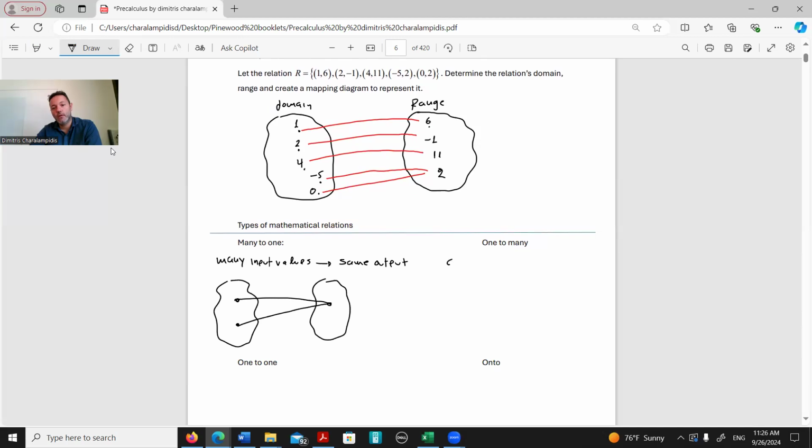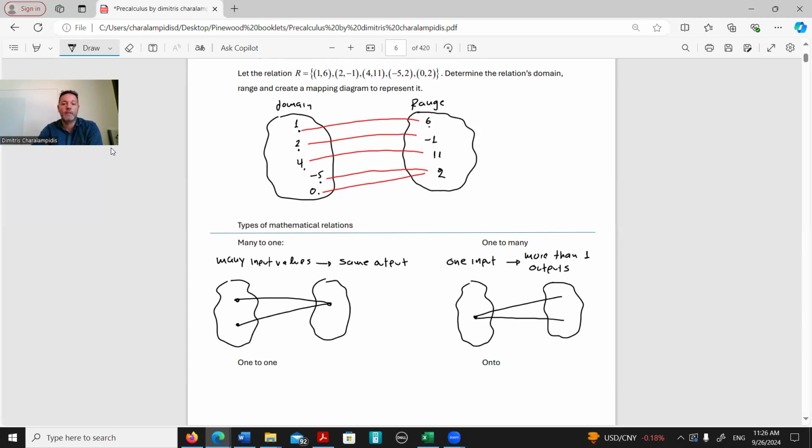One to many. One input is connected to more than one outputs. It could be just in 2, it could be in more than 2, we don't care. As long as it is in more than 1, it is called one to many.